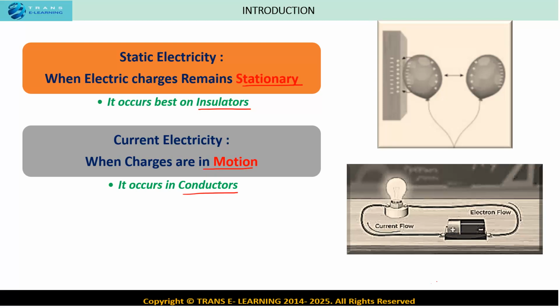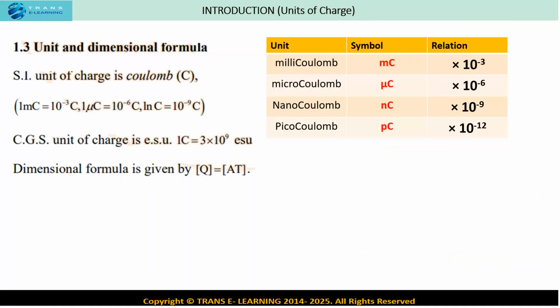You can see here that you have the positive charge on one insulator, and this is negative charge. So here the charges are at rest, so it's static electricity. But in this case, the charges are in motion. This is positive and negative, and in this case, there is a flow of electrons. That means the charges are in motion, so it represents current electricity.